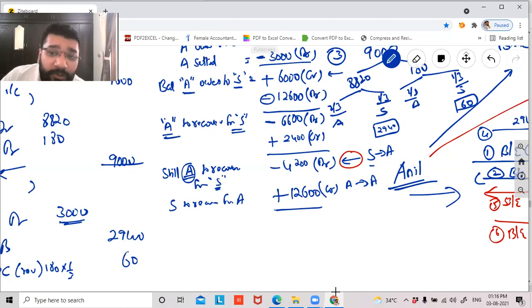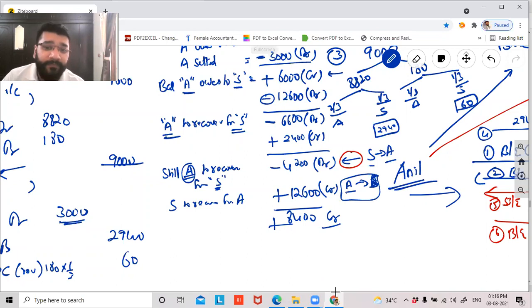4,200, Sanjay has to pay to Anil, and 12,600, Anil has to pay to Sanjay. In net, what is the net balance? 8,400 positive credit. 4,200 negative and 12,600 positive. If you subtract these both, you'll get positive 8,400, which means credit balance, which means Anil has to pay to Sanjay.